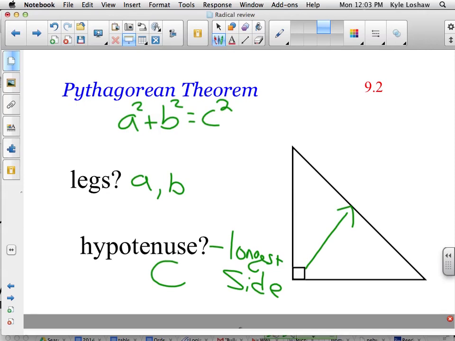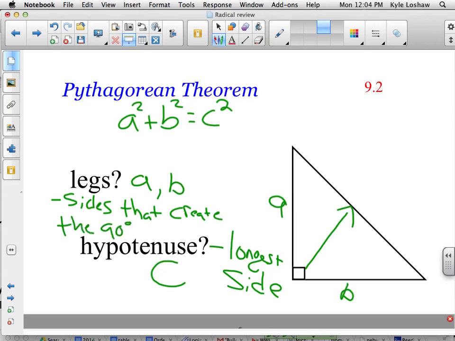And a and b are interchangeable, meaning it doesn't matter which one you declare as a and which one you declare as b. But the legs are known as the sides that create the 90-degree angle. Questions? Okay, good.